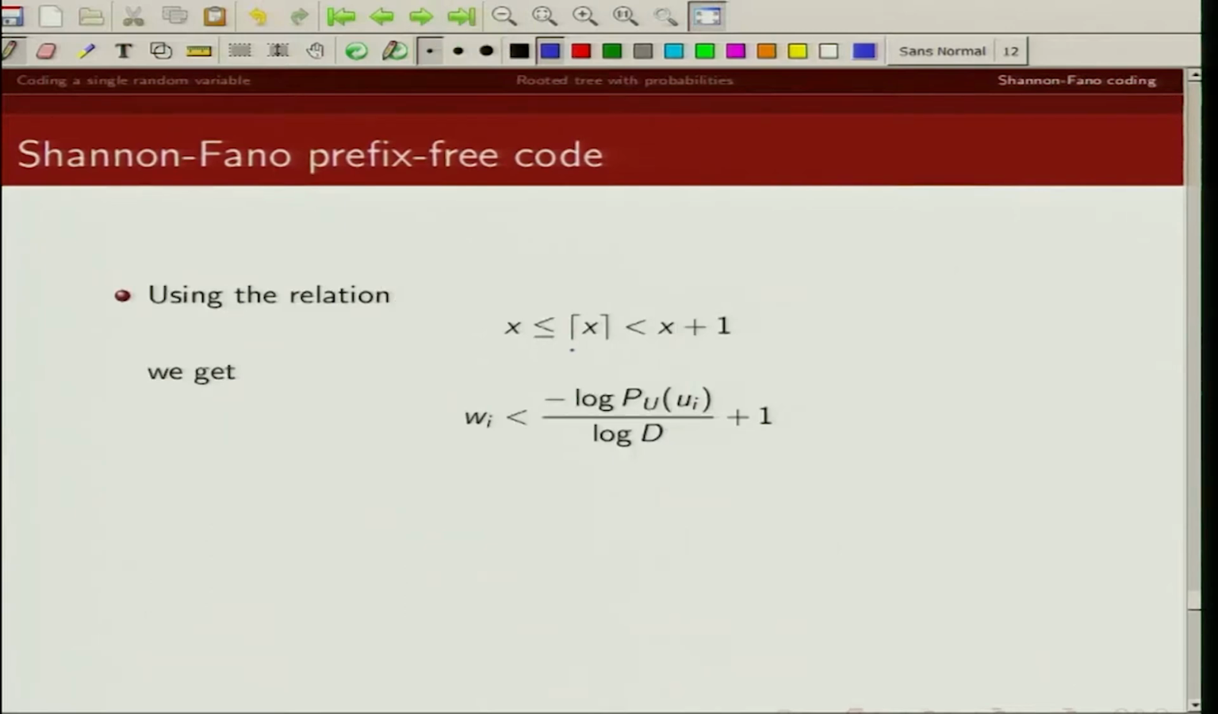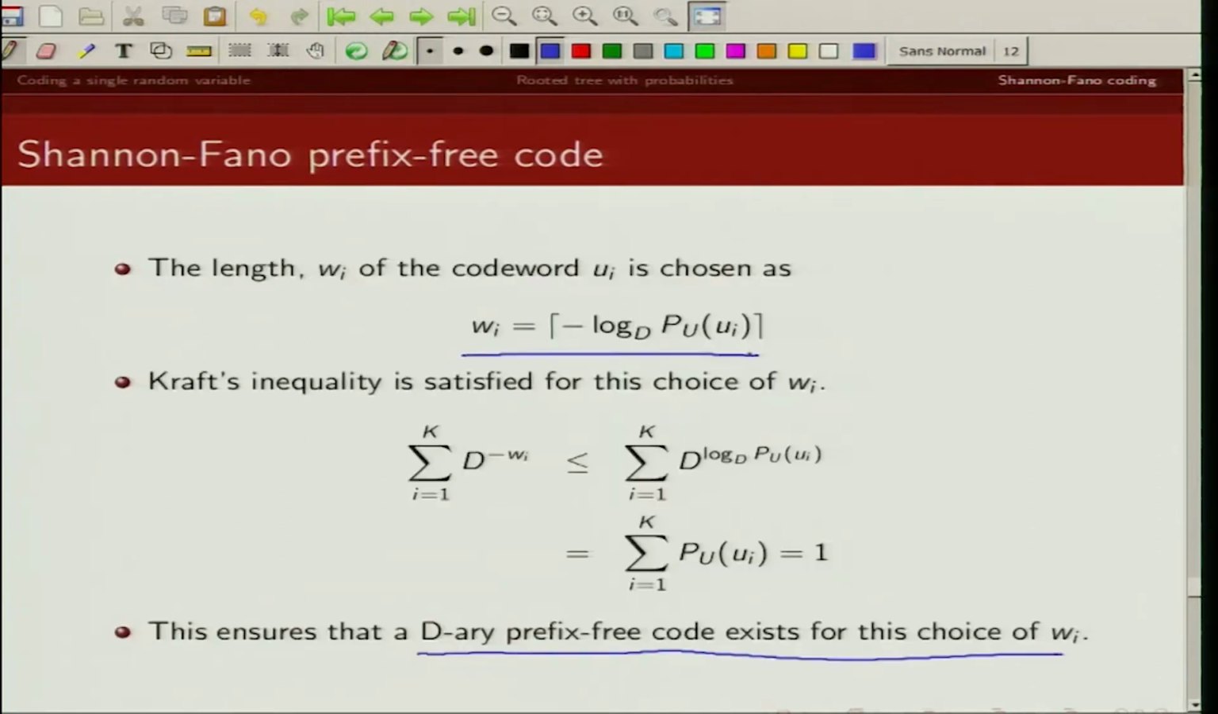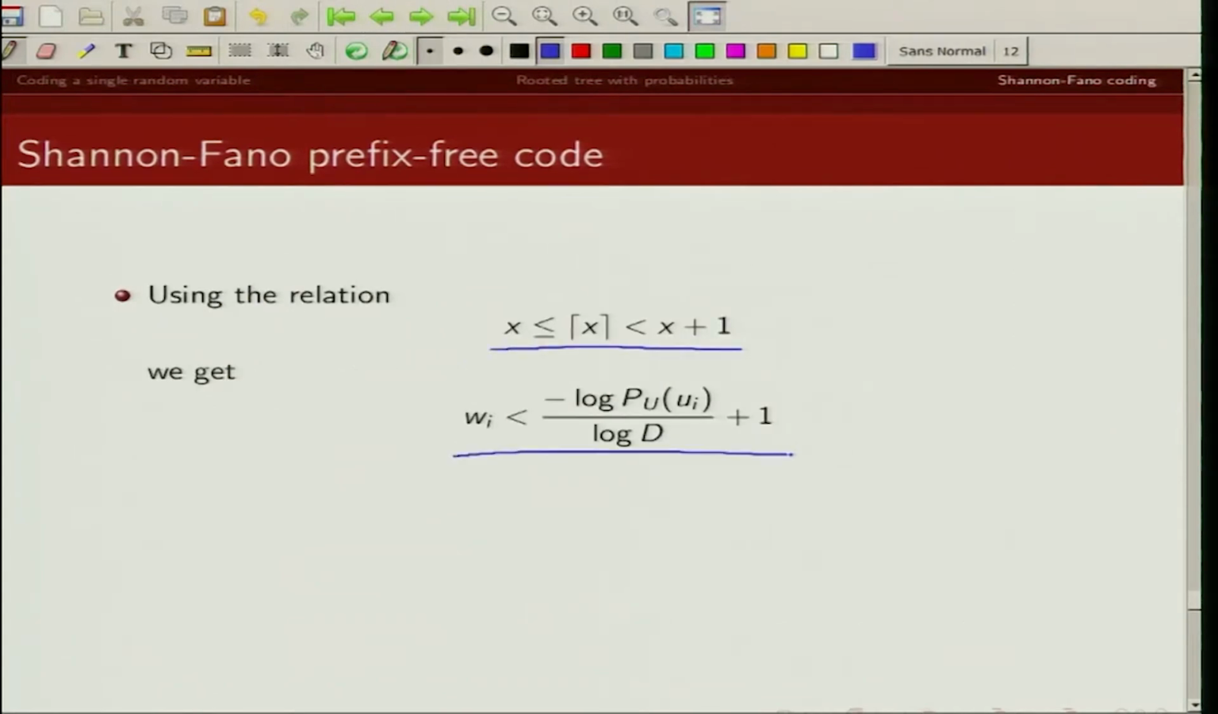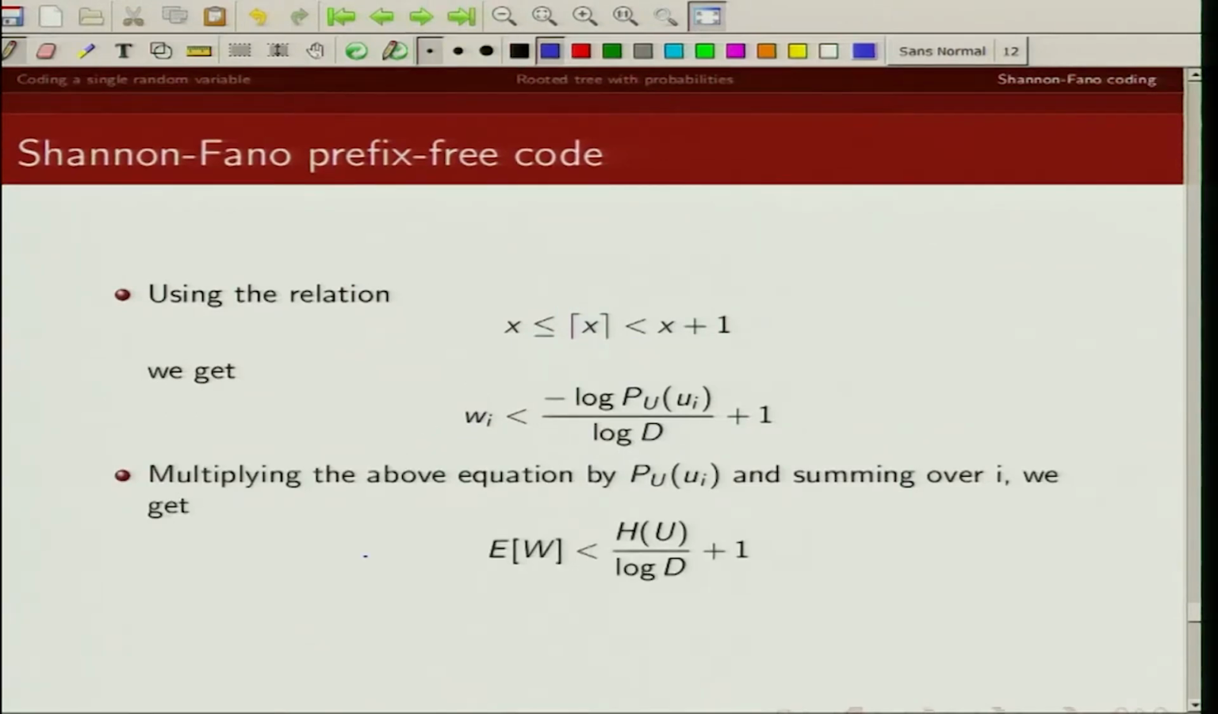Now we know that a ceil function can be upper bounded and lower bounded like this. So x is less than or equal to ceil of x, which is less than x plus 1. From this, wi is given by this expression. So if we plug that in, we can write from this expression that wi is less than minus log of p(ui) by log d, plus 1.